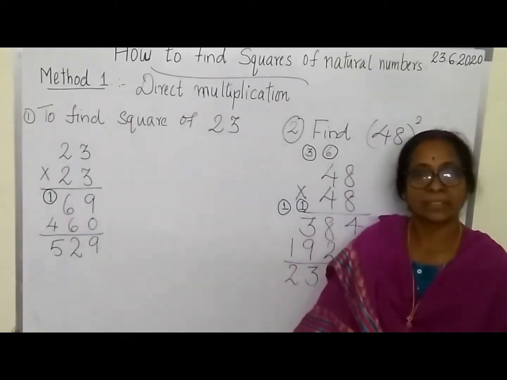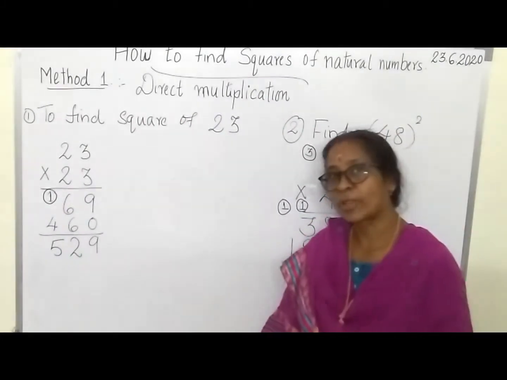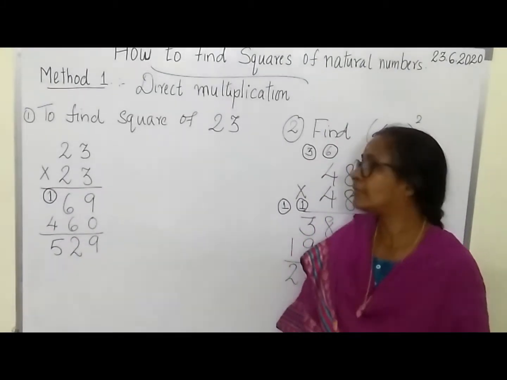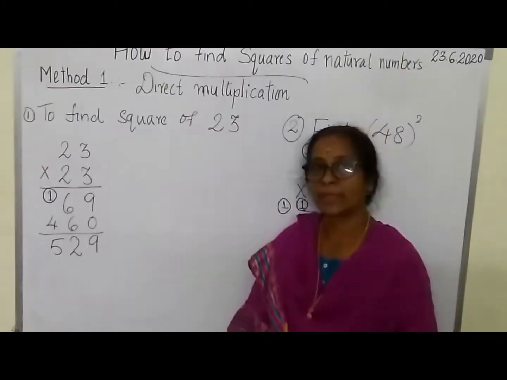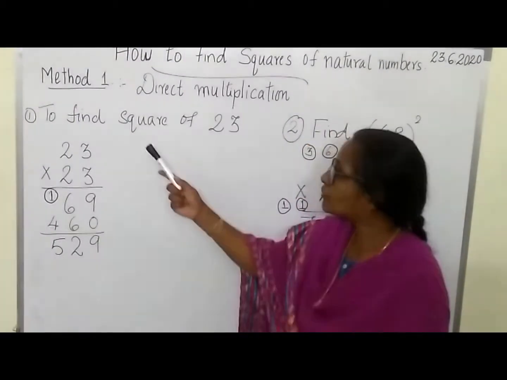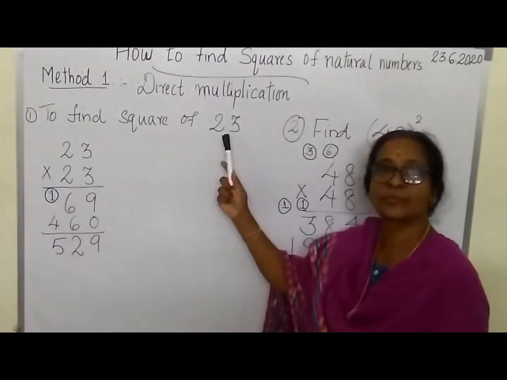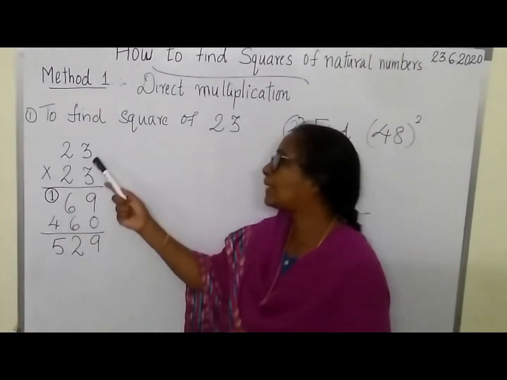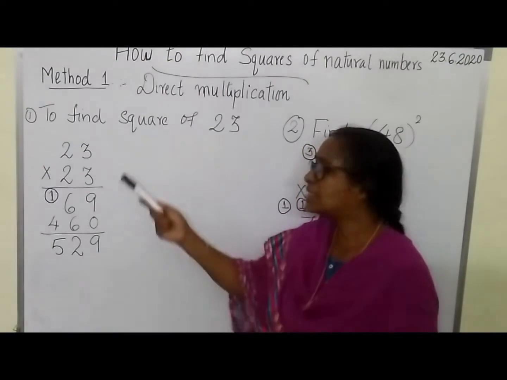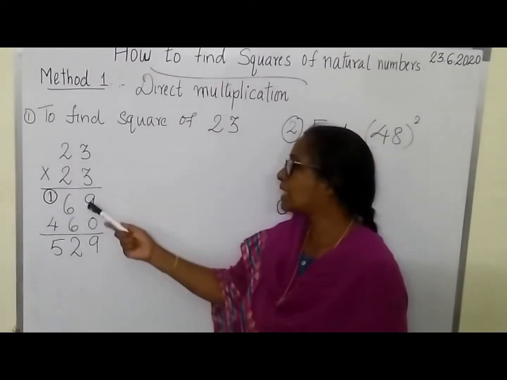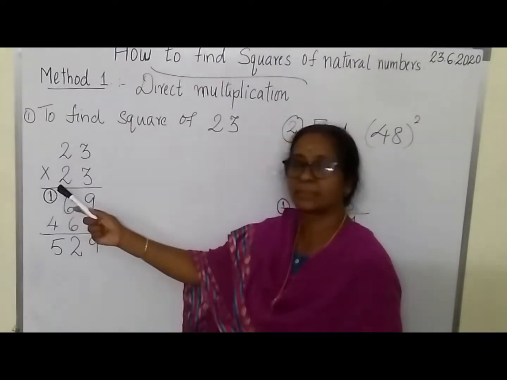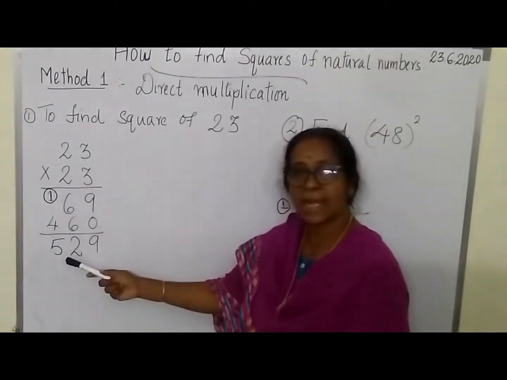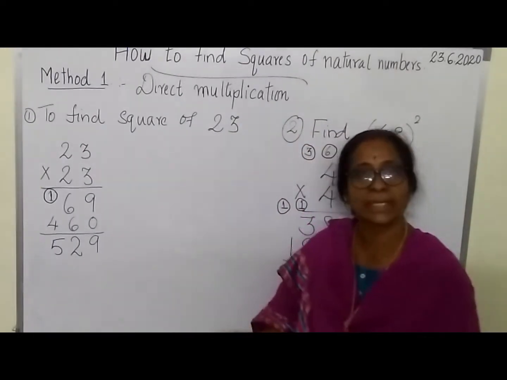Now you have already learned how to find the square. The square is the product of a number by itself. Now how to find the square of numbers? Let us see. The first question is to find the square of 23. How to find the square of 23? Multiply 23 by itself. It is simple multiplication. 3 3s are 9, 2 3s are 6, then 2 3s are 6, 2 2s are 4, and then add them. You got the answer 529.